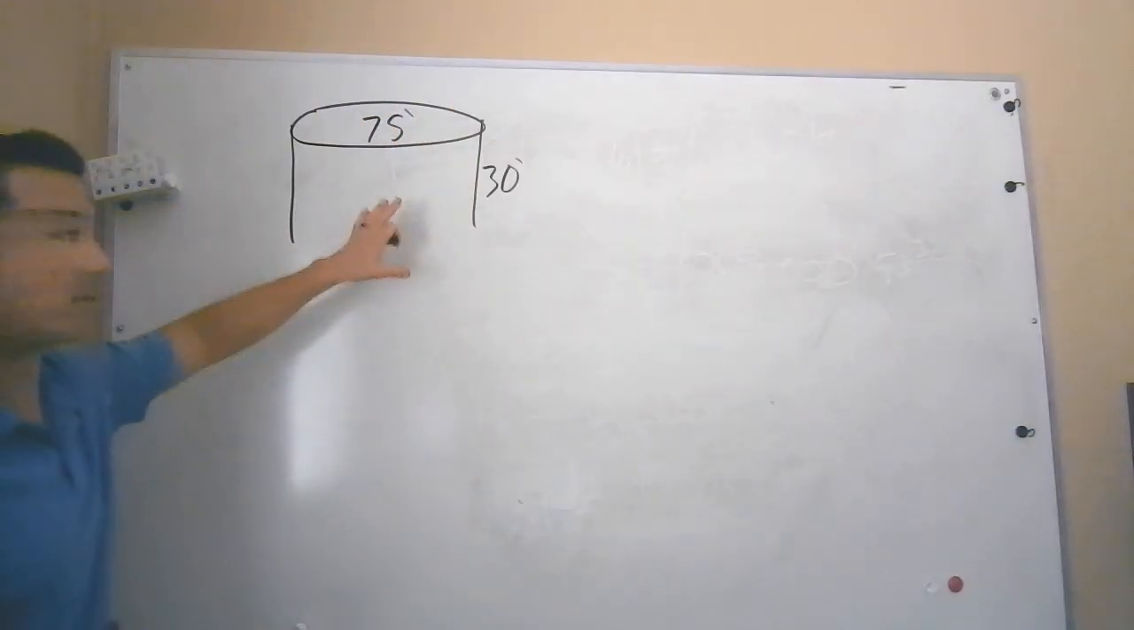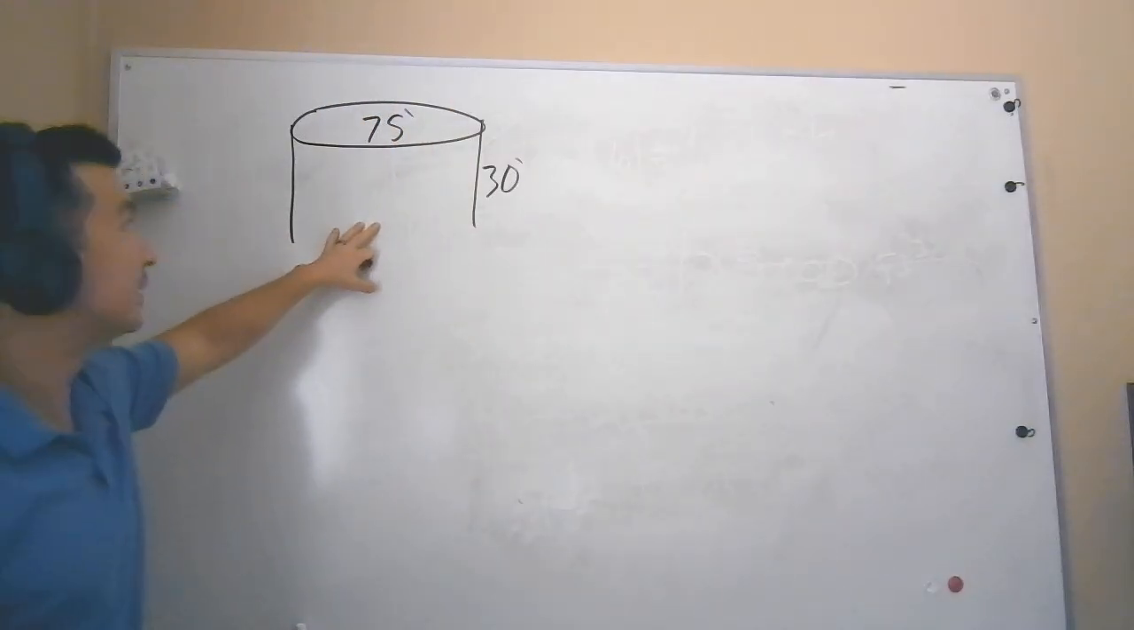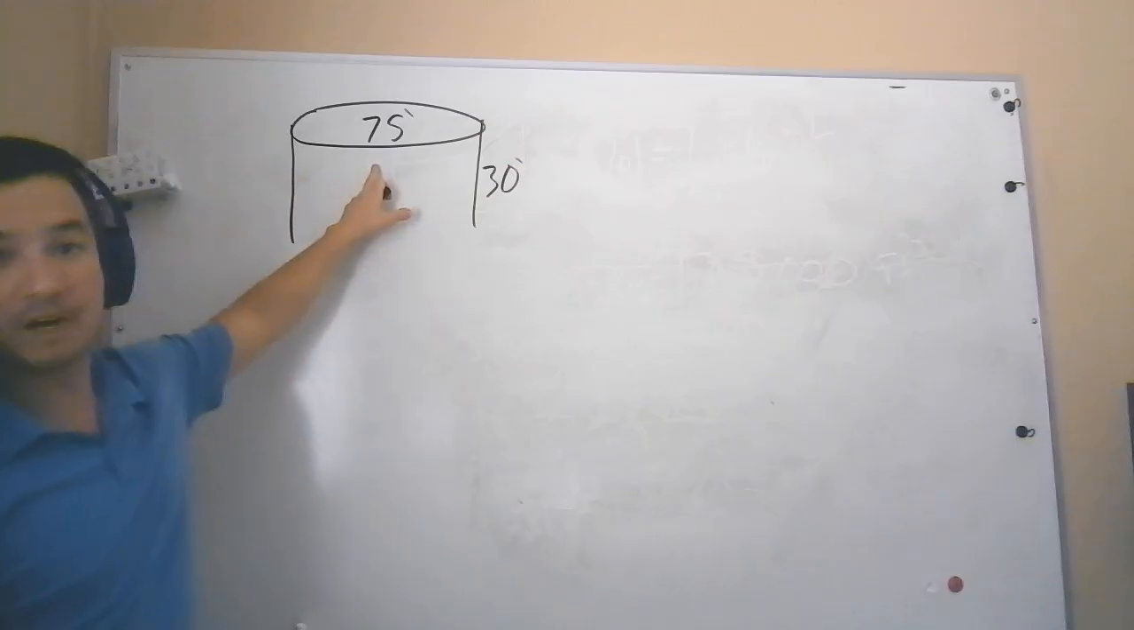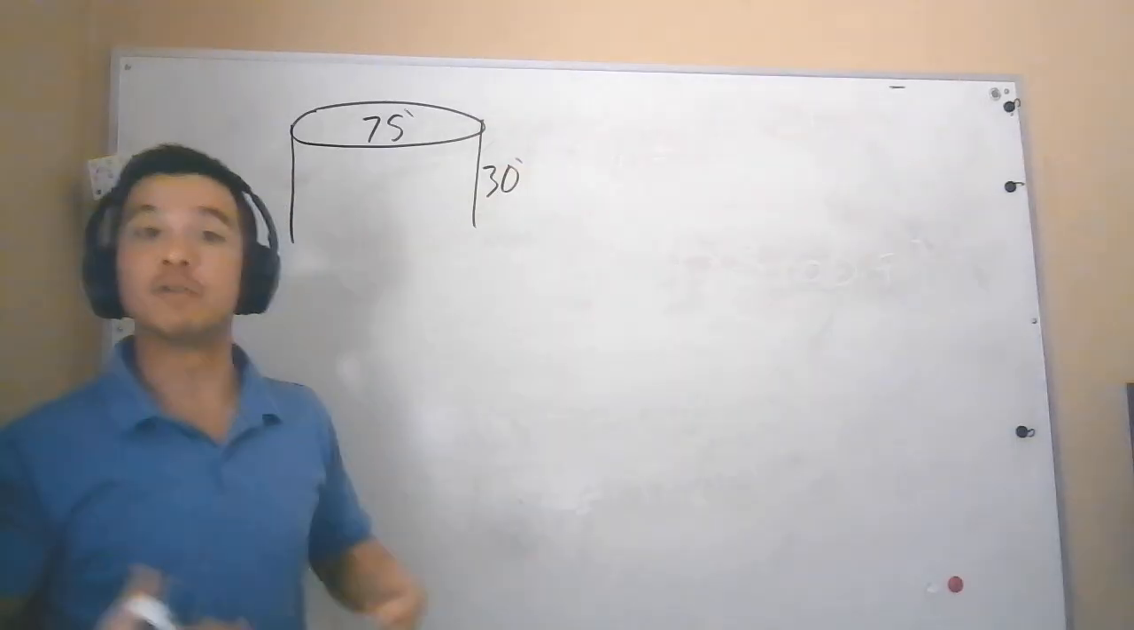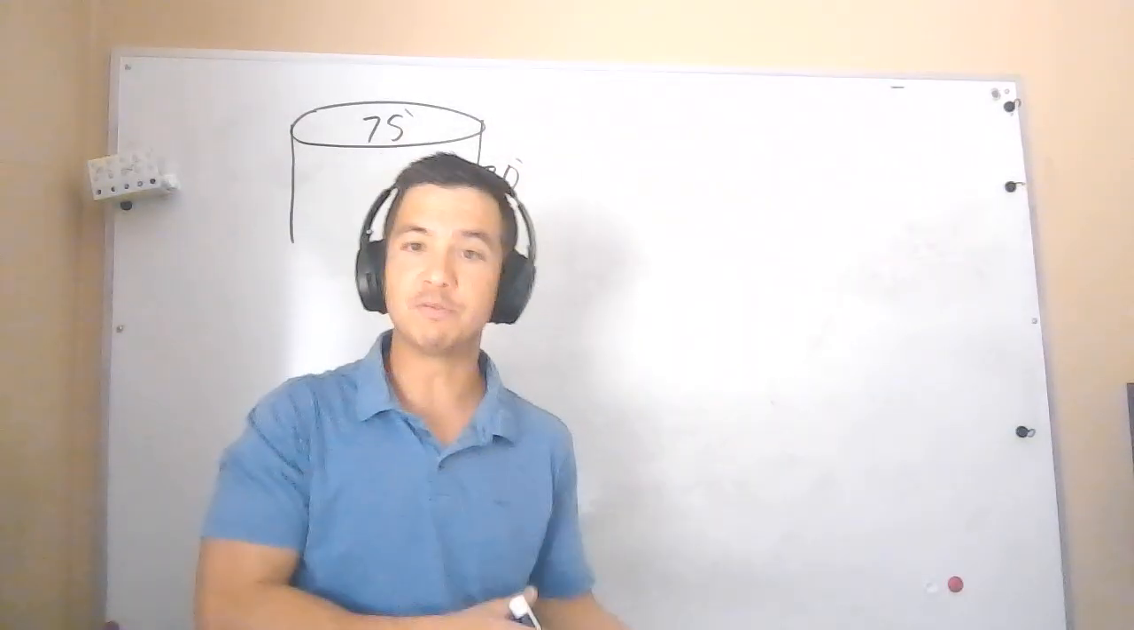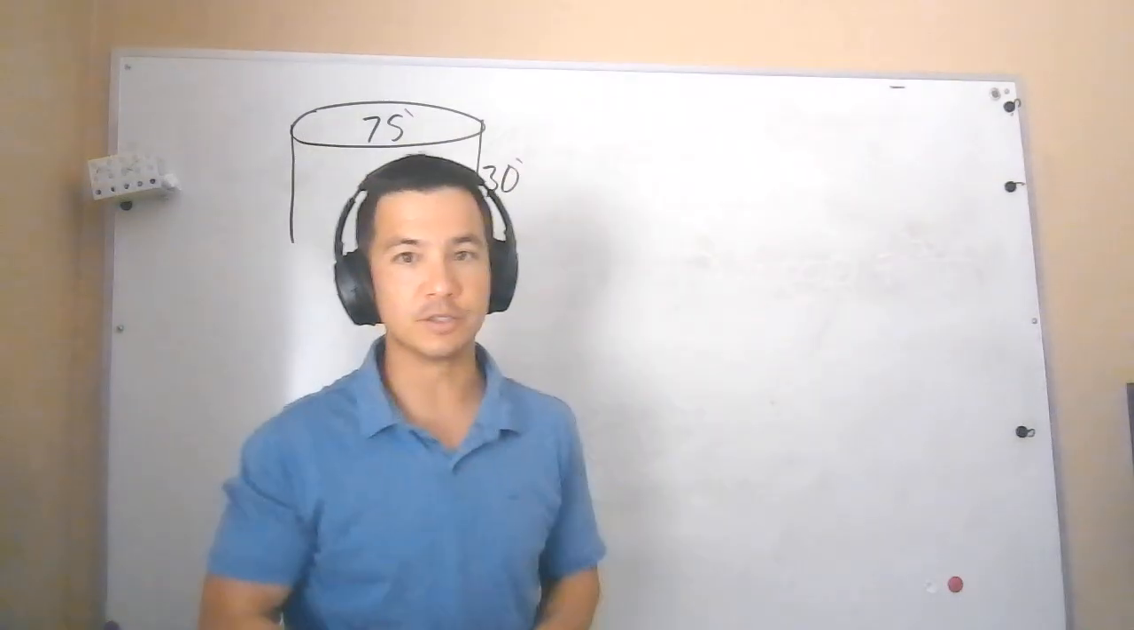Remember, these reservoirs can store anywhere from hundreds of gallons to literally millions of gallons. 75-foot diameter, 30-foot height. We want to know the volume in both cubic feet and gallons. So make sure you're paying attention to those units.